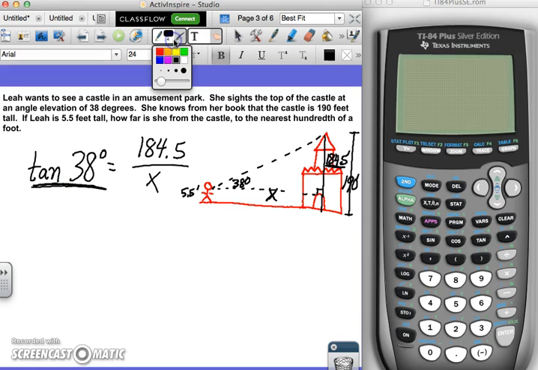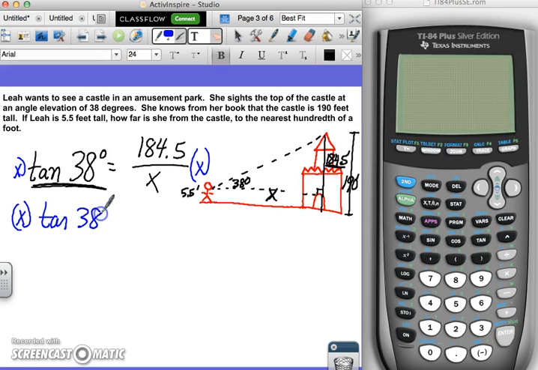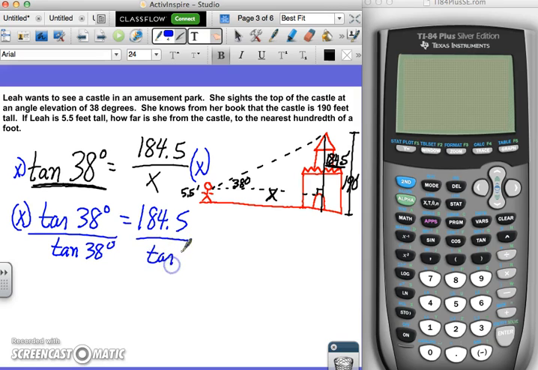We know we are going to multiply by the denominator to solve it. So let's multiply both sides by x. We now have x times tangent 38 degrees equals 184.5. Still don't have x by itself. So because this is multiplying, we're going to divide. So that means that x is going to equal whatever 184.5 divided by the tangent of 38 degrees is. Okay, so let's go to our graphing calculator and let's find it.